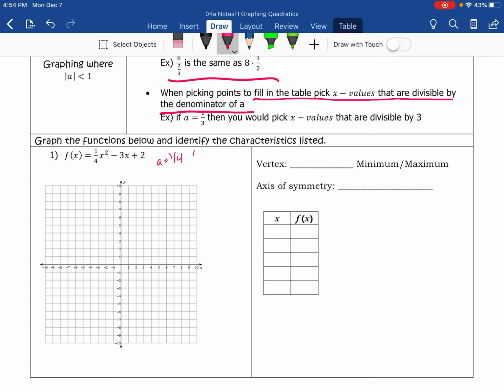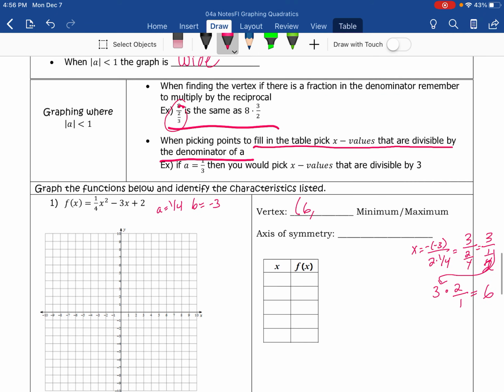We're going to go through the same procedures. So I know in this case a is 1/4 and b is -3. I know to find my vertex, x is equal to -3 over 2 times 1/4. Okay, so that's going to be 3 over 2/4, which is going to be 3 over 1/2, and dividing is the same thing as multiplying by the reciprocal. So the x value of my vertex ends up being 6, just a really nice 6.